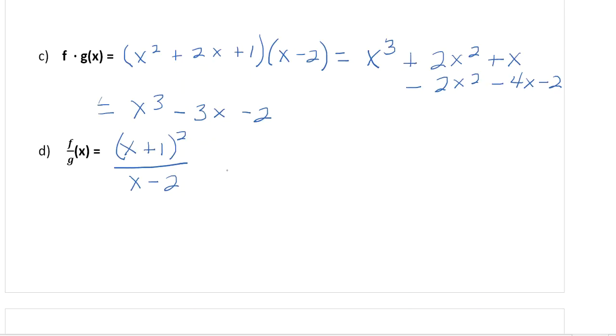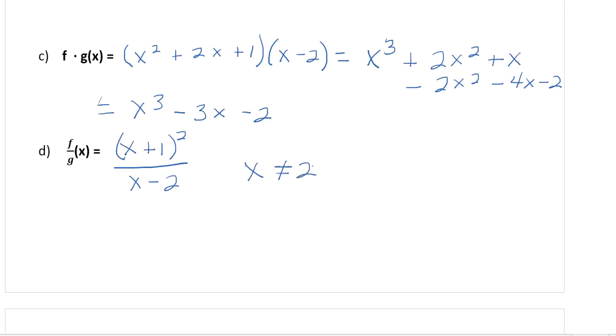We simply need to state any excluded values. And in this fraction, x equals 2 would make the denominator 0. So we have to exclude that from our domain. So x cannot equal 2.